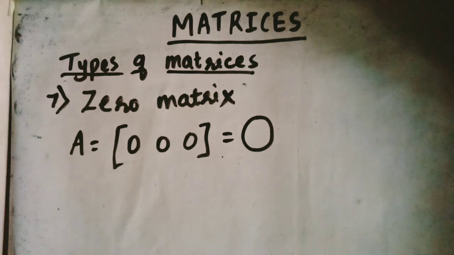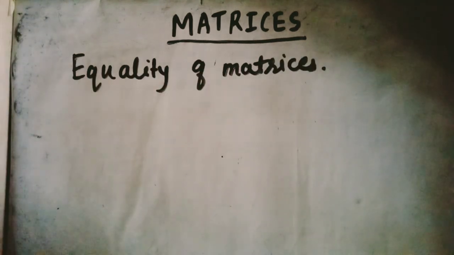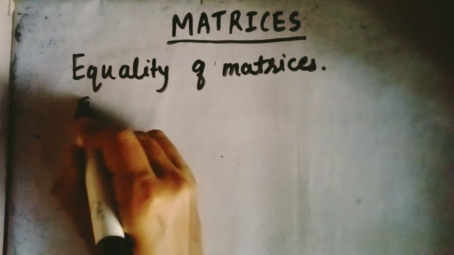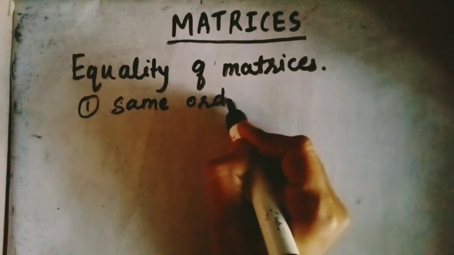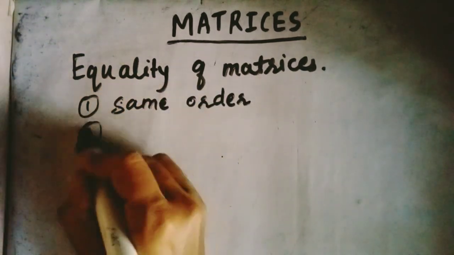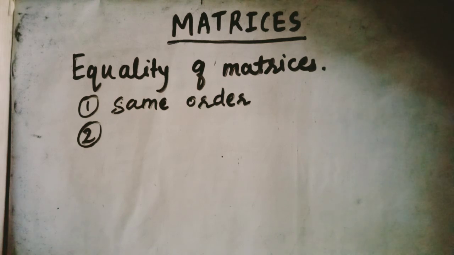Okay, it is also called a null matrix. So the next topic is equality of matrices. Two matrices are said to be equal if they have the same order. That becomes your first condition: same order. And the second thing is each element should be equal to the corresponding element of the other matrix.